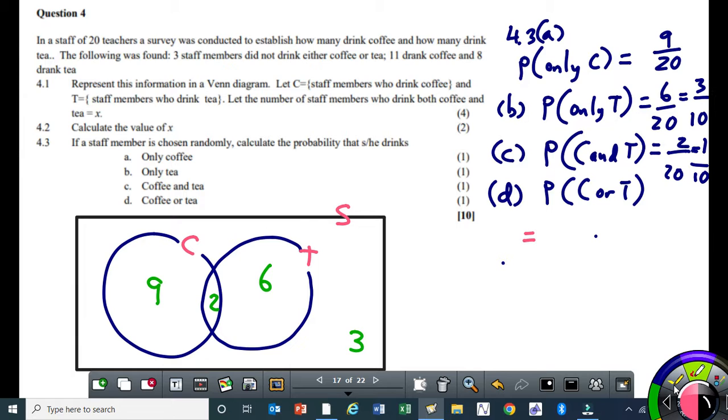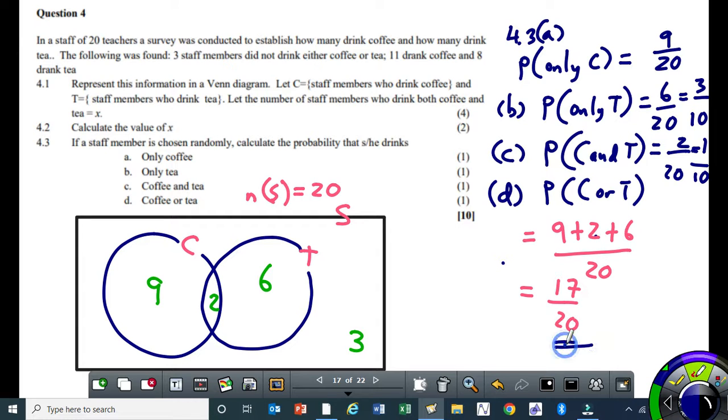It will be 9 plus 2 plus 6, all over 20. Please just remember that our total in our sample space is 20. Okay? So this will give me 17 over 20. So that will be the answer. You should smile as long as your answer is below 1. You should be happy. At the moment the numerator becomes greater than the denominator, we are no longer in probability.